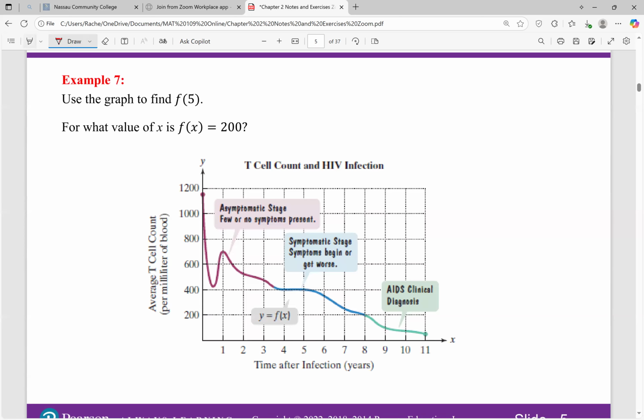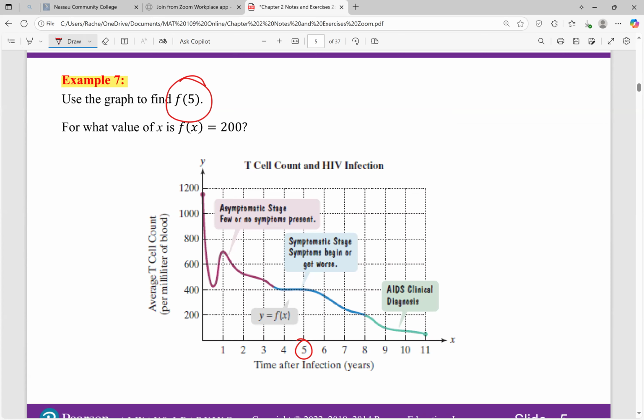So let's look at the first part of the question in example 7. It says, use the graph to find f of 5, right? The way we say this is f of 5. But what does that mean in the context of this question? It means, remember, the input is x. So if x is 5 years, what is the output? What's the y value? And y in this case is their T cell count. So what's going to be their average T cell count after 5 years of infection?